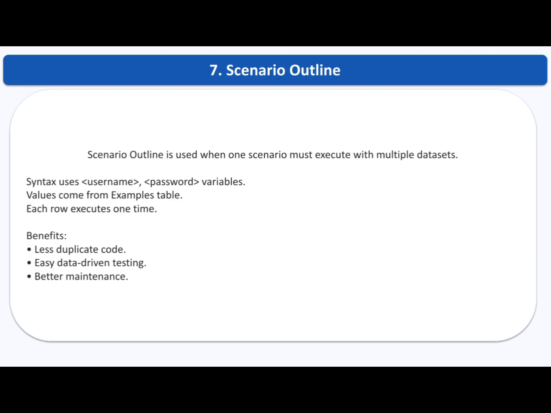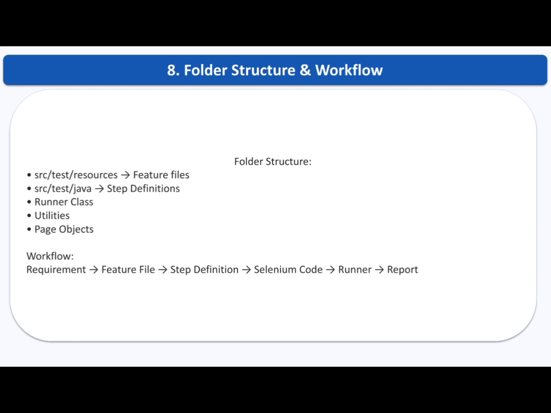Scenario outline is used when the same test scenario needs to run with multiple sets of test data. Instead of creating separate scenarios, we write one scenario outline and use placeholders inside angle brackets. The actual values are provided in the examples table. During execution, Cucumber runs the same scenario once for every row in the examples table. This makes test cases reusable and easier to maintain.